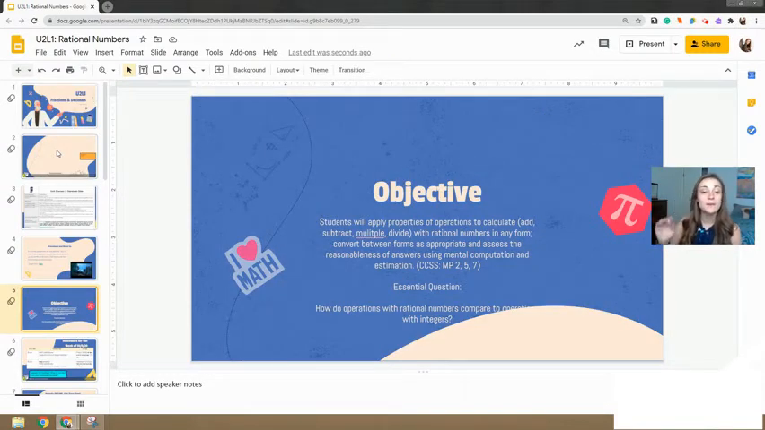So today we're going to be working with rational numbers, and we're going to be working on converting between forms. Basically, that's converting between decimals and fractions.